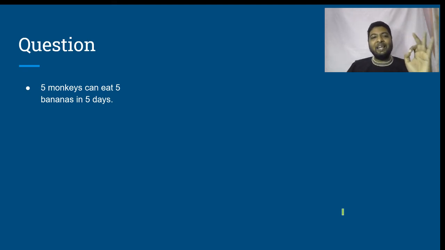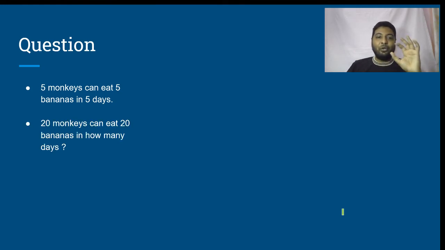5 monkeys can eat 5 bananas in 5 days. 20 monkeys can eat 20 bananas in how many days? And one of your answer options will be 20.